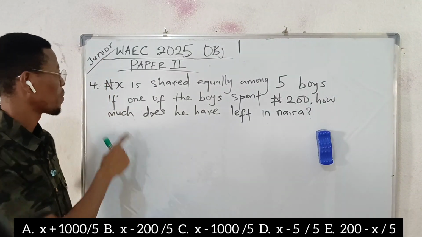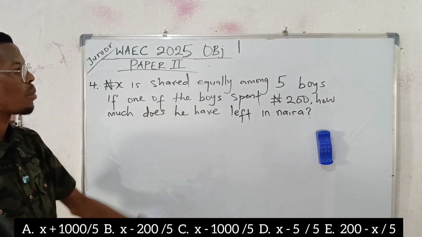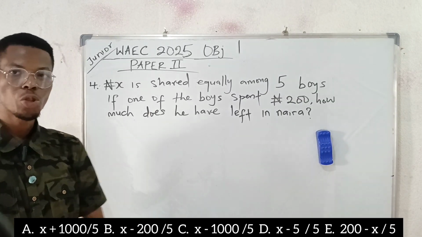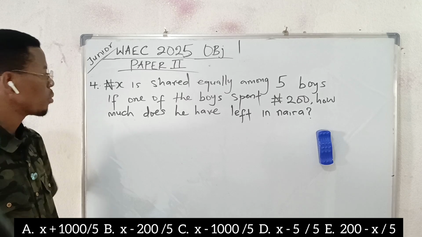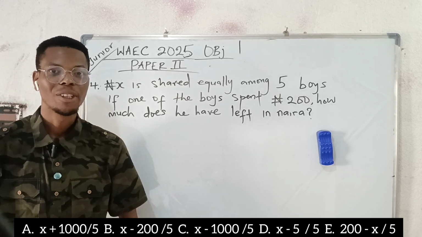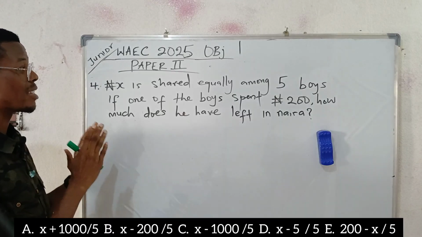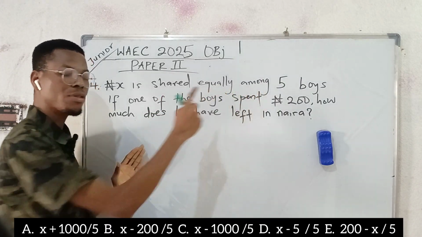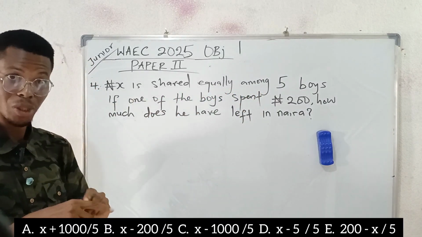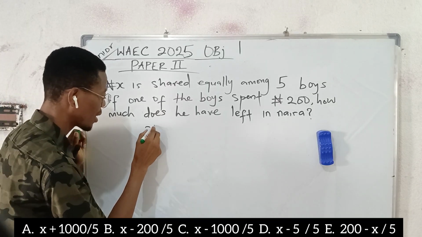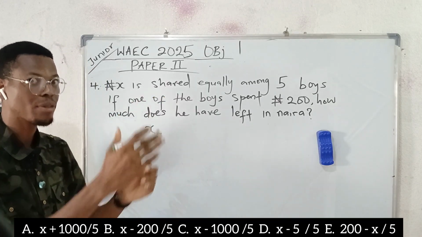Okay, let's look at question number 4. Question number 4 says, x naira is shared equally among 5 boys. If one of the boys spends 200 naira, how much does he have left in naira? Now, what do we do here? The question says x naira is shared among 5 boys. What is given to them? How much is shared? x is shared among 5 boys.